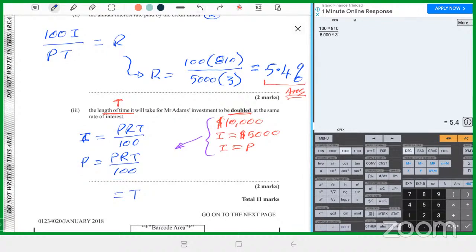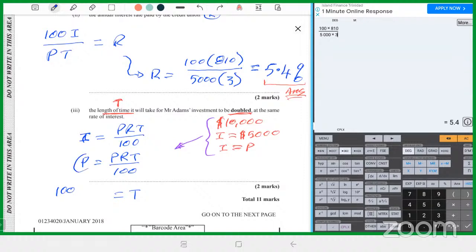I mean, you could work with the numbers in here. You could work with the 5,000 as the interest and the 5,000 as the principal. If you want, you could work with that. But I can also just work with the symbols, right? Because the symbols are going to cancel. All right, so the t here will become 100 times this principal, which is now the interest. The interest and principal are now the same.